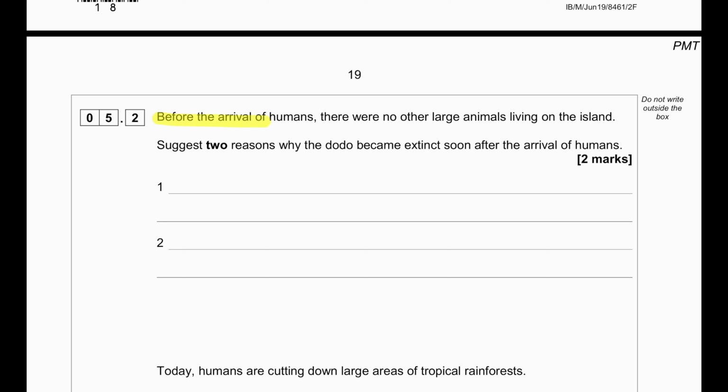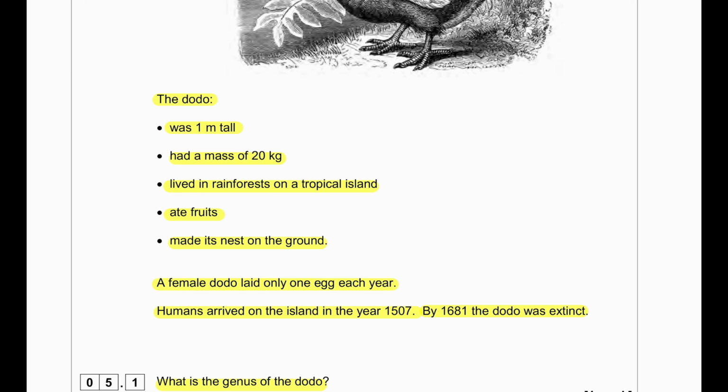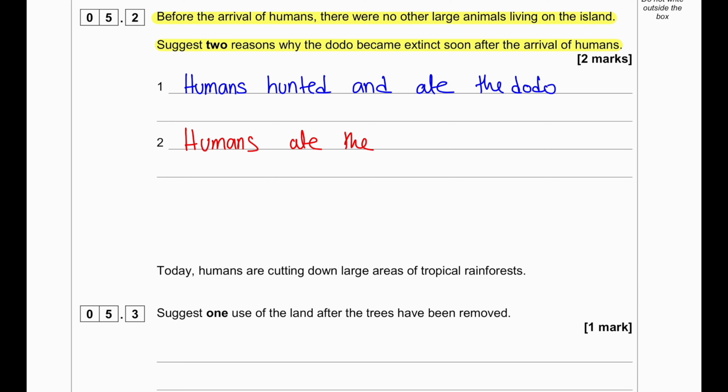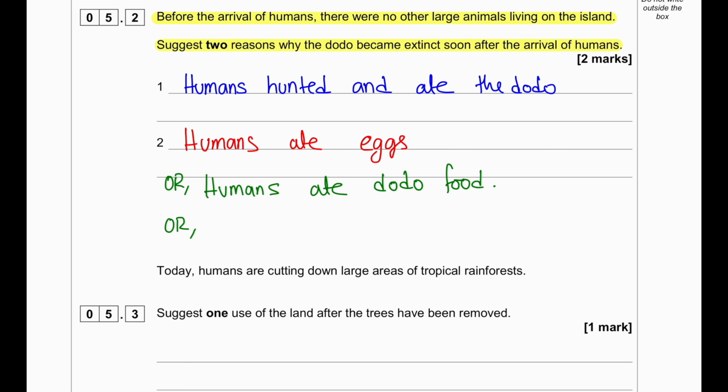Before the arrival of humans, there were no other large animals living on the island. Suggest two reasons why the dodo became extinct soon after the arrival of humans. From the description, we can see the dodo was a fairly large bird with a very big height. That means it was easily spotted by humans and thereby hunted by humans. So the points can be written as: humans hunted and killed the dodo, and also humans either ate the eggs or collected the eggs. It may also happen that humans ate the dodo's food, or the animals that were brought by the humans ate the dodo's eggs.